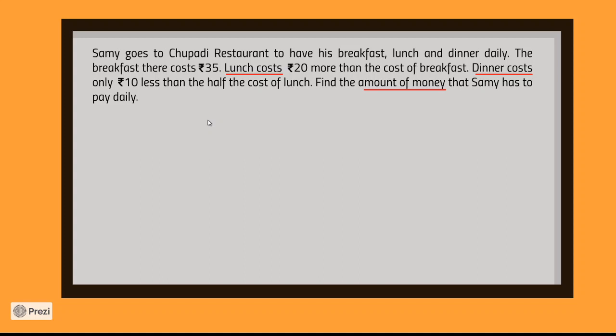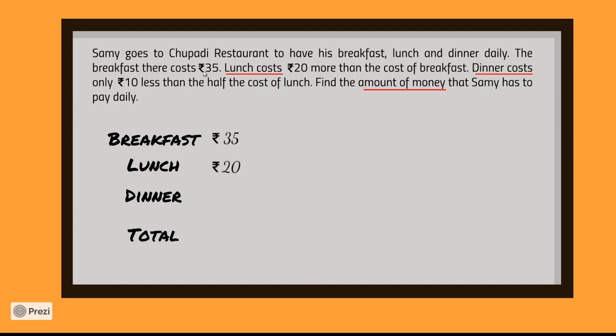So let me break this question into different parts: breakfast, lunch, dinner, and the total is the amount of money which Sammy has to pay daily. So breakfast, according to the question, we know it is 35 rupees. Lunch is 20 rupees more than the cost of breakfast. More than means extra, 20 rupees extra than breakfast cost. So that is 20 rupees plus.